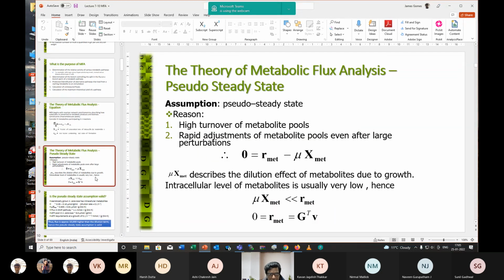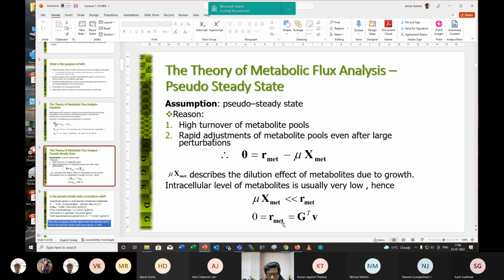And then also this specific growth rate is in the order of 1/10 of an hour. So if I look at the next slide, there are two things that we can do here. Because of the high turnover rate, we can make the left hand side go to 0. And because this term combined with the specific growth rate becomes very small, this value in numerical terms is much smaller than the R term which comes here, the sum total of the rates of participation of the metabolites in different reactions. So this term goes to 0, and you have only this R met term left.